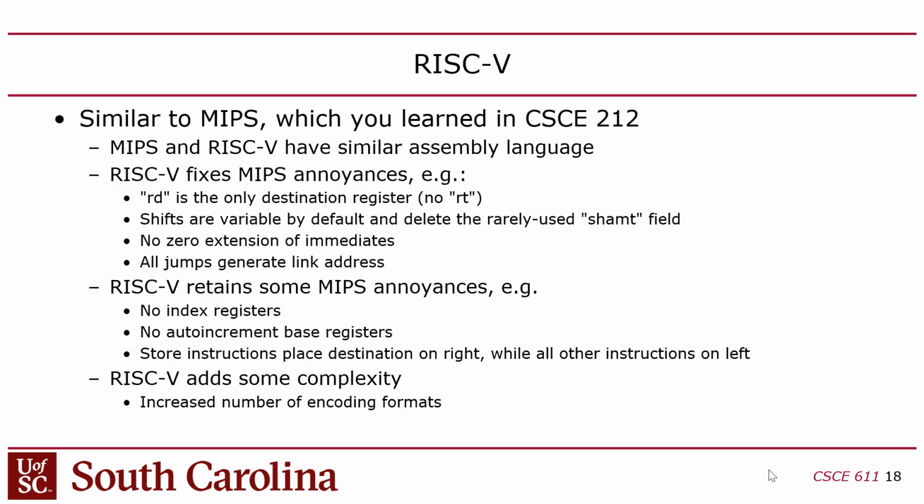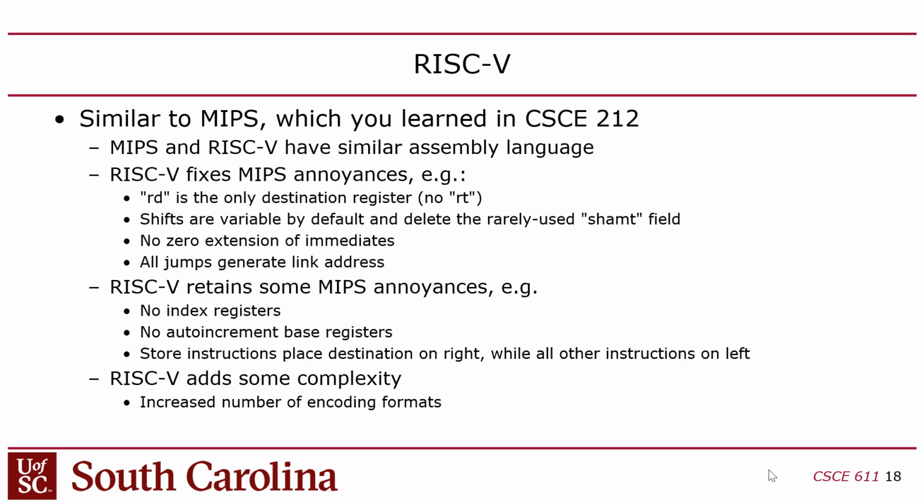However, RISC-V has some of the annoyances that irritate me. Like for example, there's no index registers. So you can't just say, I want to have an address and add the contents of this register to the address. In other words, the indexing operation, which every high-level language uses and relies on for arrays, is not implemented. So you have to basically calculate addresses and add the offset manually, which is crap.